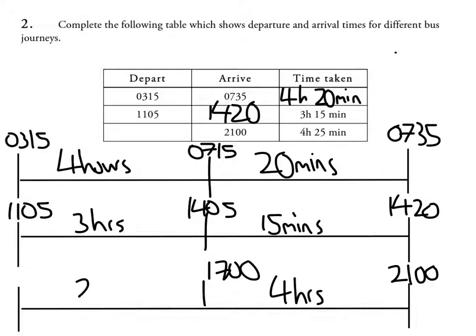And if we take 25 minutes off that from 1700, we get to 1635. So the last bus departs at 1635.